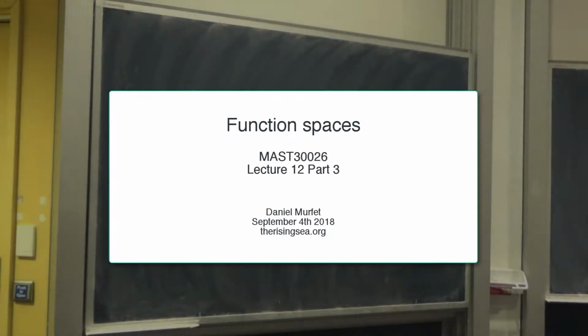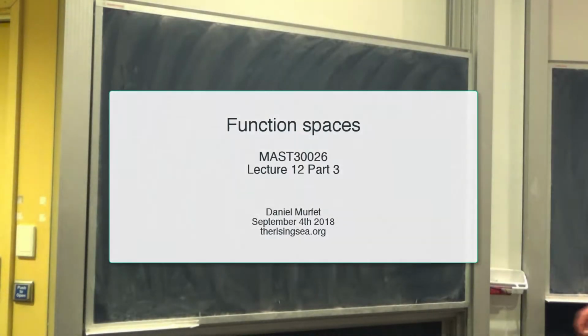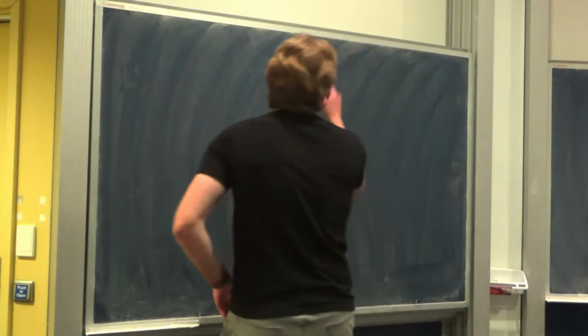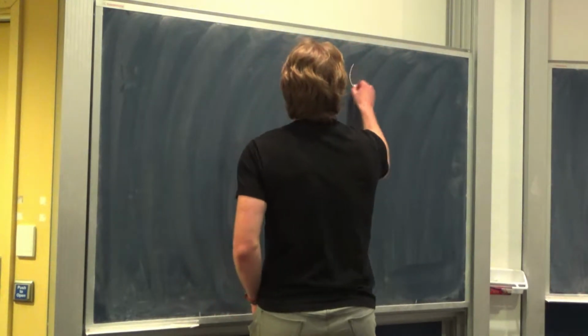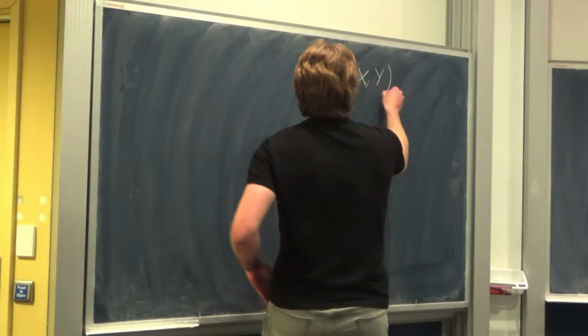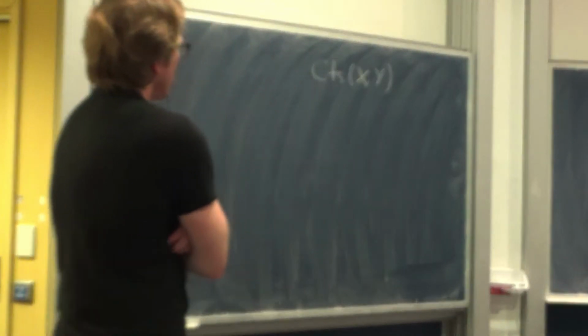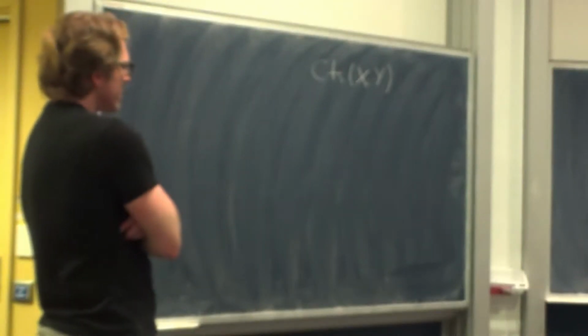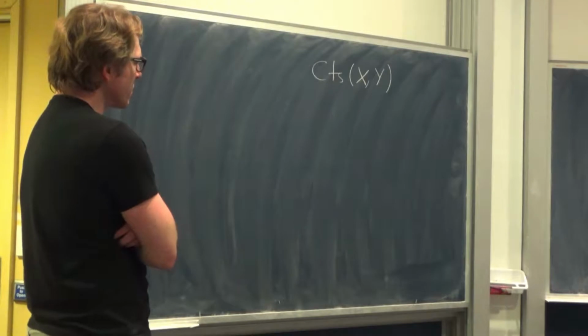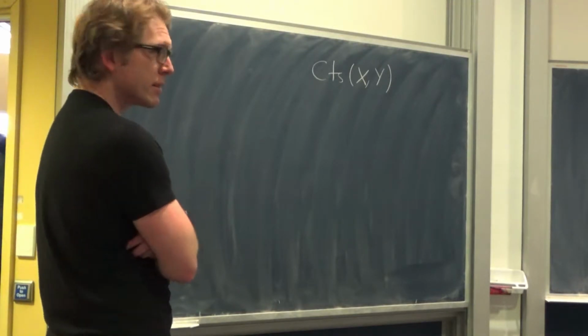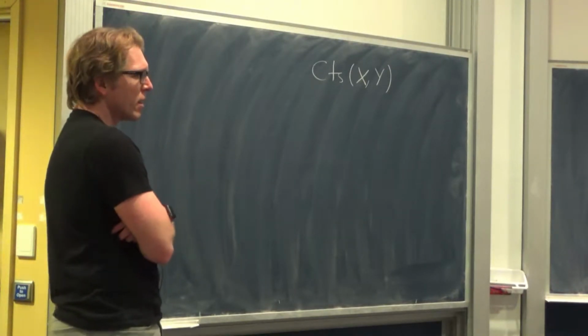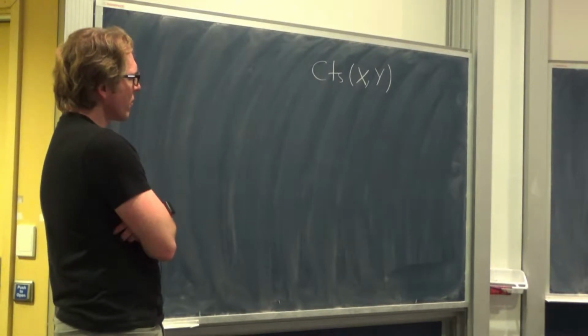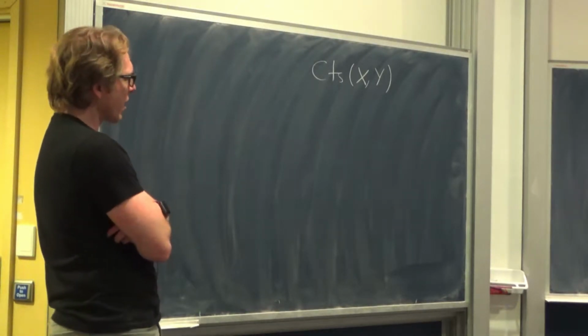Okay, so what are we talking about? So last lecture we were discussing the set of continuous maps between topological spaces X and Y. And why do we care about that?